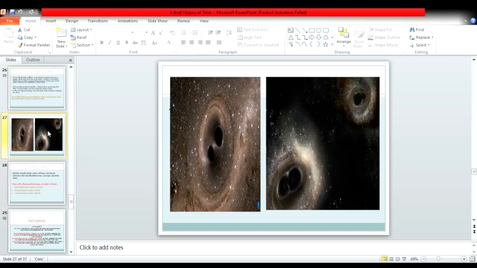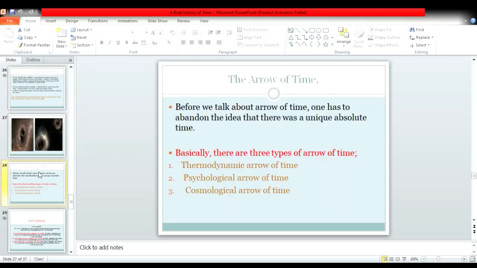See, these are the pictures of black holes. Now let's talk about the arrow of time. Before we talk about the arrow of time, one has to abandon the idea that there was a unique absolute time. Three types of arrow of time are described in this book. They are the thermodynamic arrow of time, the psychological arrow of time, and the cosmological arrow of time.